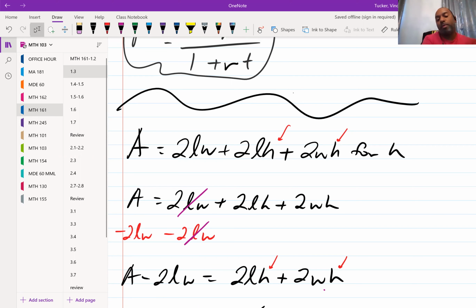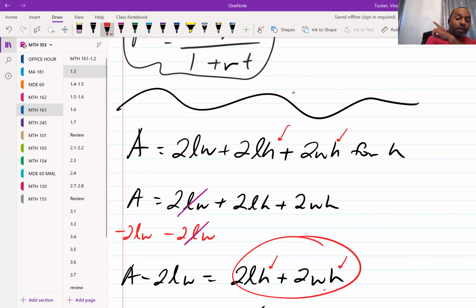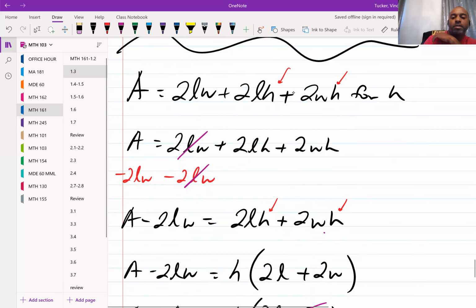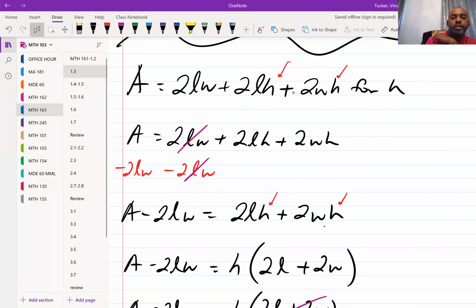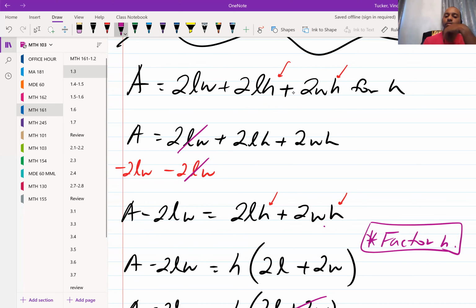All right. So remember last problem, what we did when we had multiple terms that had the variable that we want to solve for, we go ahead and factor that variable out. So we factor H out of each term. That leaves us with 2L plus 2W in the parentheses.